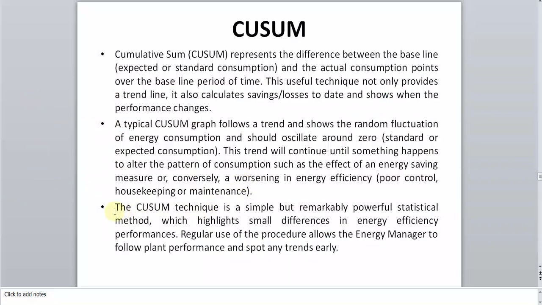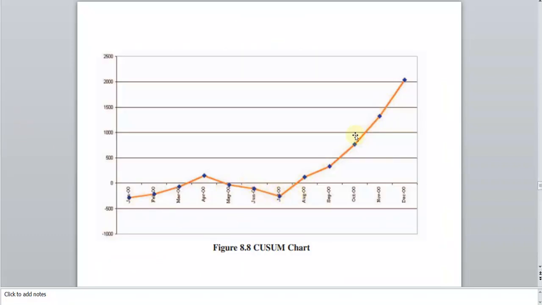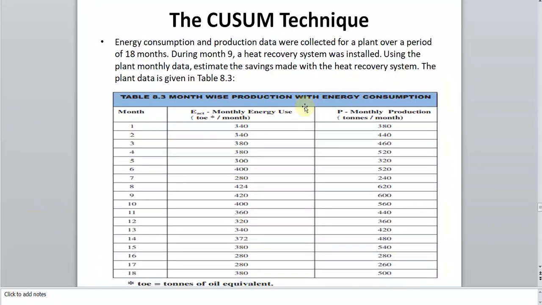Now the CUSUM technique is a simple but remarkably powerful statistical method, which highlights some small differences in energy efficiency performance. And this point, the highlighting of small differences, will be seen in the next slide. Regular use of this procedure allows the energy manager to follow plant performance and spot any trends early. So by just looking at this, we can see the trend and we can predict the trend also for the forthcoming days. Now we are going to see that CUSUM technique.